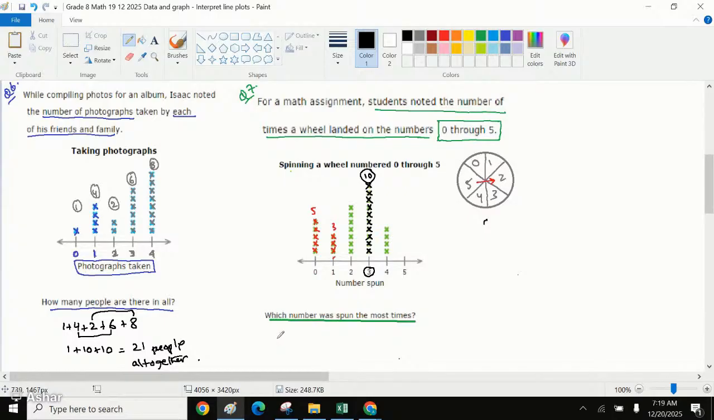So we can say 3 was spun the most times. The most number of times. It was the most repeated number.